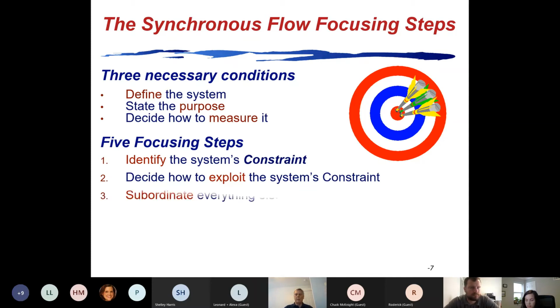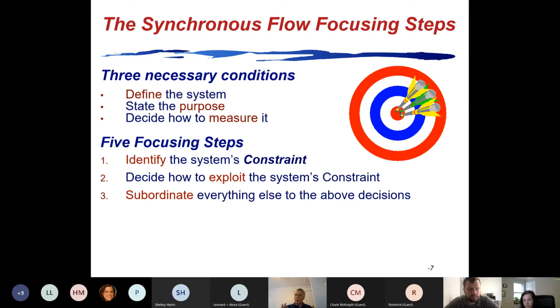Exploit the constraints, kind of fun, because every ounce of improvement you get at the weakest link will strengthen the entire chain. Step three is the hard part. Step three says we are going to subordinate everything and everybody else to the above. So if Chuck is the system's constraint and I'm feeding Chuck, my job is to produce what I need to produce to feed Chuck. My job is not to produce the most I can produce, because if Chuck is the limiting factor, then work is going to only pile up between me and Chuck.